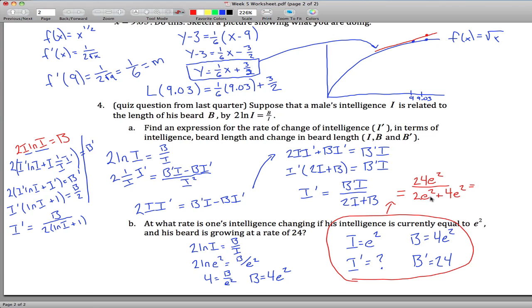2e squared plus 4e squared. 2 of something plus 4 of something is 6 of that something. So this is 24e squared over 6e squared. The e squared's cancel. 24 over 6 is just 4. So the answer down here is just 4. The intelligence is changing at a rate of 4, whatever that means.